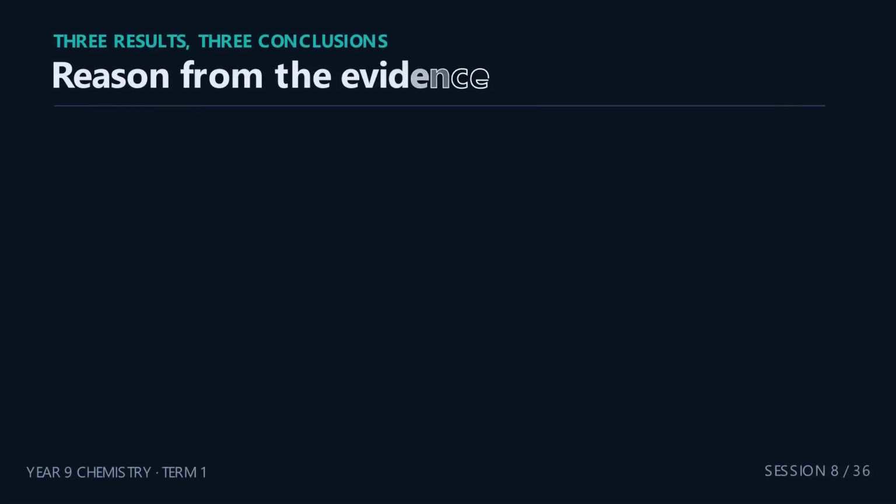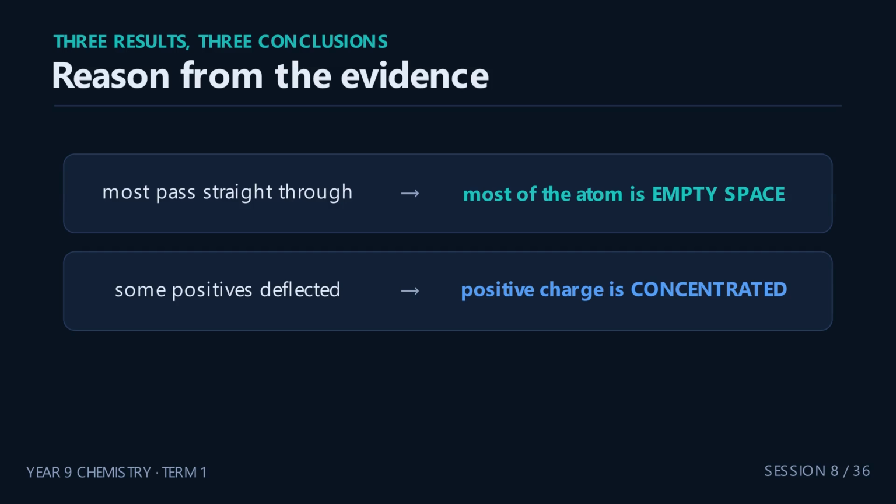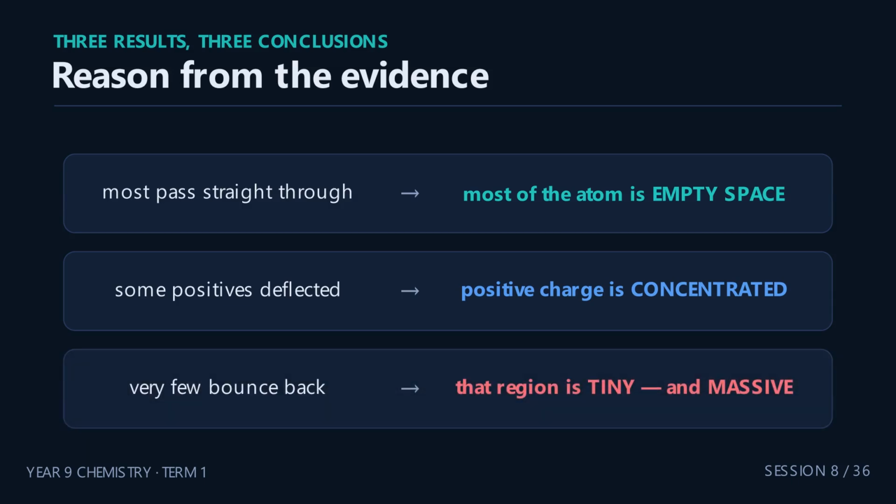Now reason from each result. Most particles pass straight through, so most of the atom is empty space. Some positive particles were deflected, so the atom's positive charge is concentrated in one place, repelling them. And only a very few bounced back, so that positive region is tiny, and it must also be massive because only a concentrated mass can turn a fast particle around. 3 observations, 3 conclusions, 1 new atom.